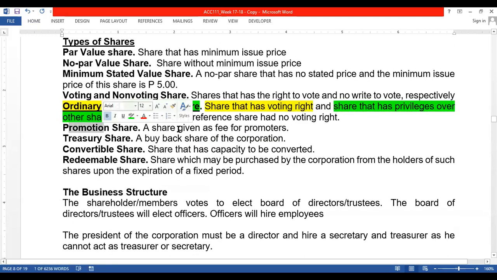Promotion share naman is a share given as a fee for promoters. Treasury shares naman is a buyback share of the corporation. Convertible share that has a capacity to be converted from capital into a liability. So redeemable shares naman, which may be purchased by the corporation from holders of such shares upon expiration of its period. So ako lang ipa-familiarize sa inyo guys, pinaka-importante ang ordinary and preference at saka ito treasury shares.